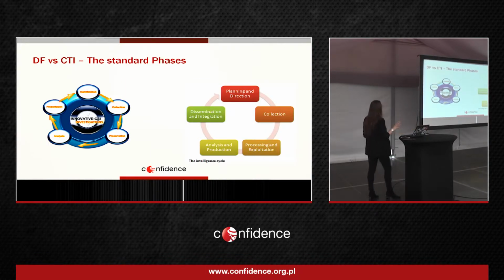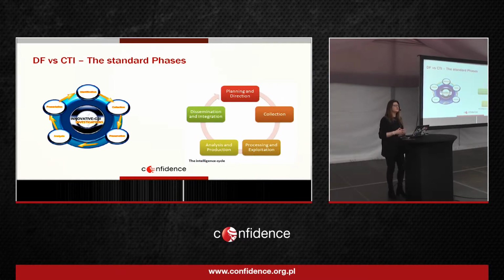These are the two standard sets of phases: digital forensics phases and cyber threat intelligence phases. In digital forensics, we have identification, collection, preservation, analysis, and presentation. In CTI, we have planning and direction, collection, processing and exploitation, analysis and production, and dissemination and integration. What is going to merge? They are two different kinds of phases, but we start to merge from the collection. We are starting to merge this new kind of investigation methodology from the collection of information.